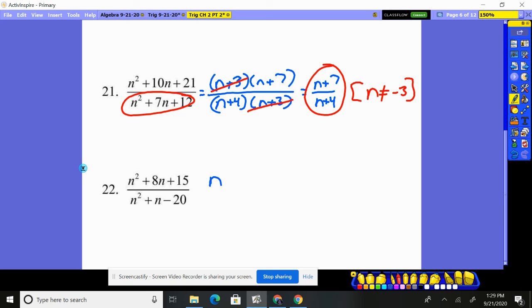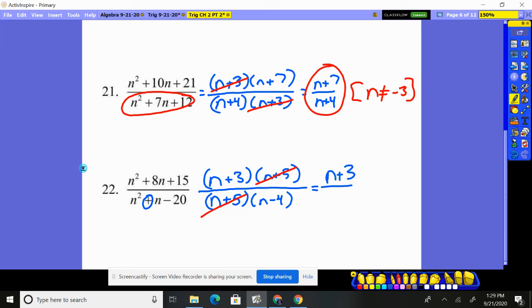Well, factor the top. Multiplies to 15, adds to 8. Looks like a 3 and a 5. The bottom looks like n plus a 5, n minus a 4. Because 5 times 4 is 20, and it's a negative 20, so one of them's negative. And then a positive 5 and negative 4 gives me a positive n. Does anybody go away? Of course they do. What a boring problem if they didn't. N plus 3 over n minus 4. That's a lot simpler to look at than that guy.